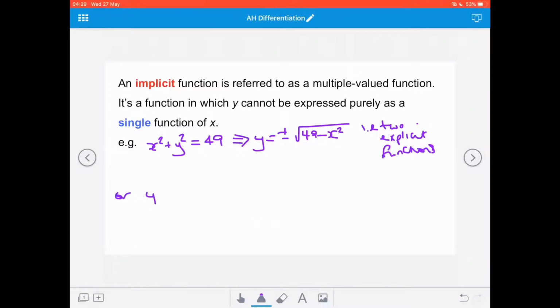Or we could have y squared plus 3xy minus 4x squared equals 0. And this is an implicit function because we cannot rearrange this in terms of y because of that 3xy term in the middle.